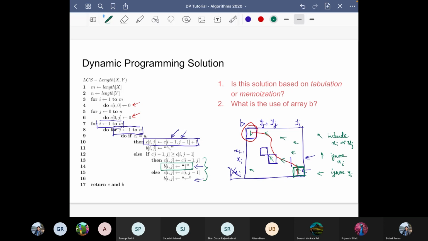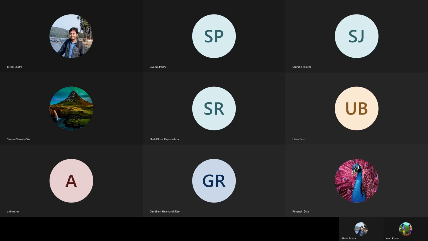Okay, so I'll switch to the other screen. Can you see the screen? Yes, sir. Okay.